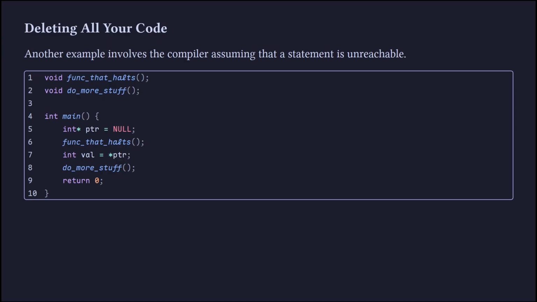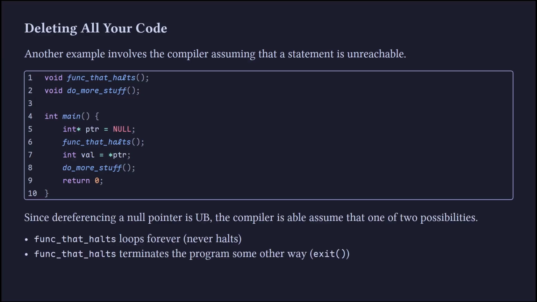In this example, we have just two external functions that I haven't actually written any code for, but just there as an example. In this case, at the start of the program, we assign a value to pointer, which is null. Then we call some function that halts. So that function will terminate and go back in and call the next line. Then we dereference that pointer. In that case, we've just performed an undefined operation, and the compiler is now permitted to generate undefined behavior.